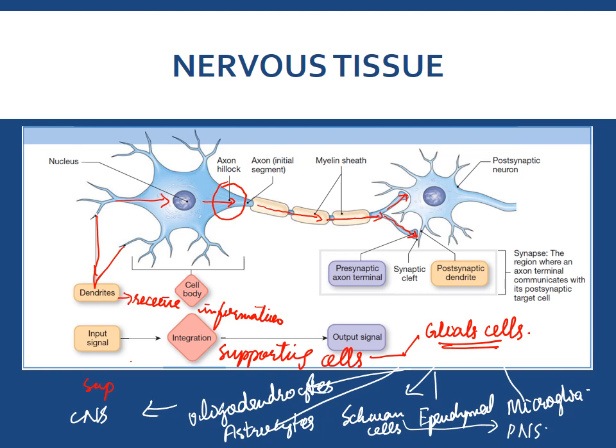Regulation and control. In the nervous tissue, in addition to neurons, other supporting cells are present. Do you know about the supporting cells that are present in between the neurons? Yes, please tell. These are glial cells. Do you know about different types of glial cells? Ependymal cells.